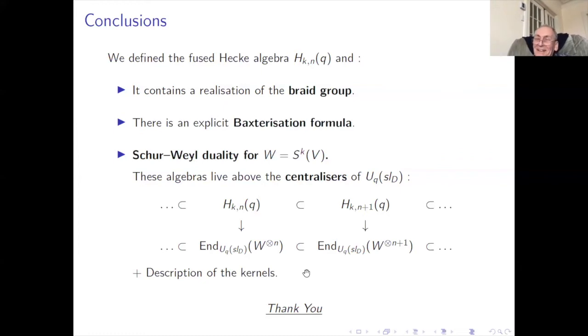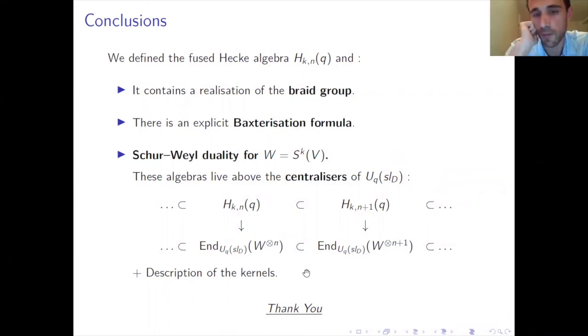OK, I'll say it in English. So these fused Hecke algebras, Baxterized, they give new solutions to the Yang-Baxter equations. Which lattice systems or spin systems do these solve?